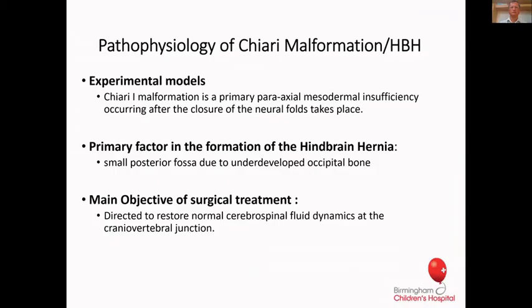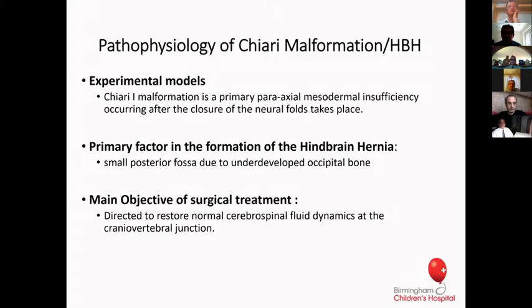I think everybody will agree that a Chiari malformation, as initially described, is a paraxial mesodermal insufficiency occurring after the closure of the neural folds takes place. The primary factor in the formation of hindbrain hernia has been, in most instances, a small posterior fossa due to underdeveloped occipital bone. That's the Chiari 1 cases that we normally treat. But of course, they are not all of them. And the main objective of surgical treatment is directed to restore the normal CSF dynamics at the craniovertebral junction.